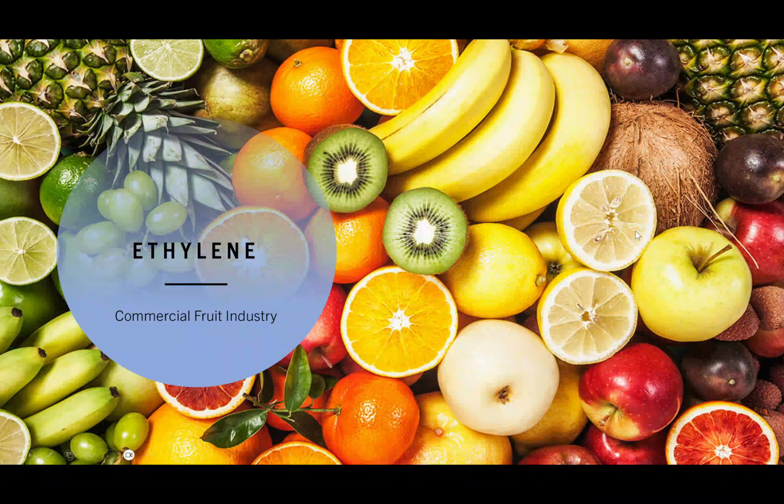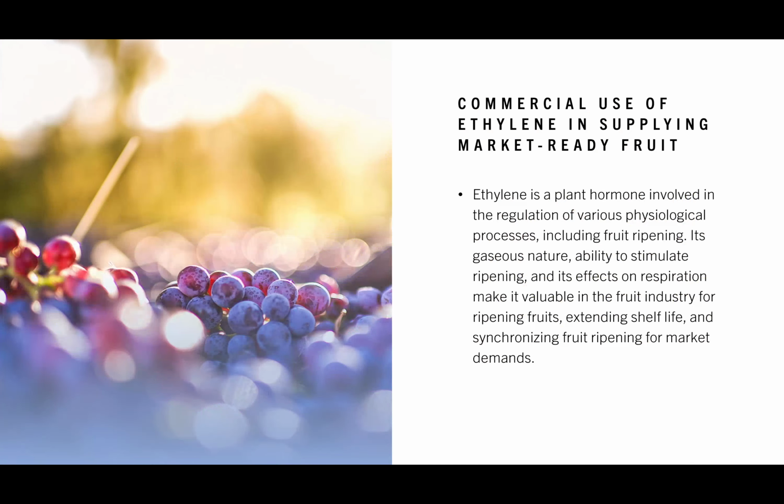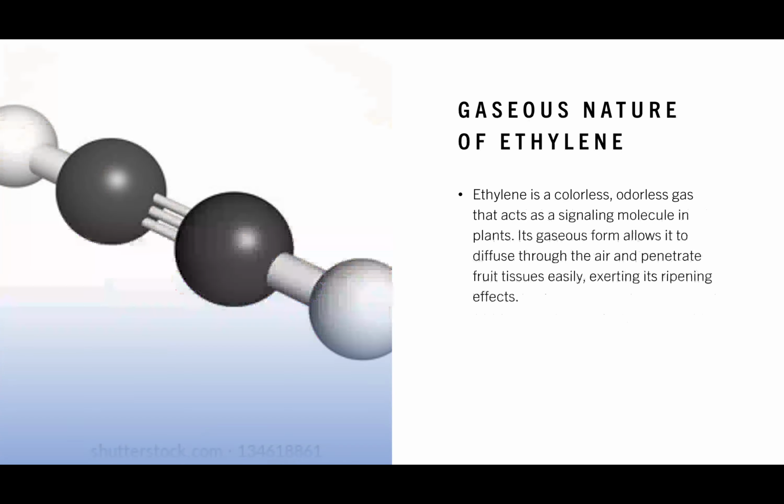Going to be looking at ethylene as the primary plant hormone, and how it is used, mostly in the commercial fruit industry. So just a quick discussion. Ethylene is a plant hormone involved in the regulation of various physiological processes, including fruit ripening. It's gaseous in nature, and its ability to stimulate ripening and its effects on respiration make it valuable to the fruit industry for ripening fruits, extending shelf life, and synchronizing fruit ripening for market demands. So that's its commercial use.